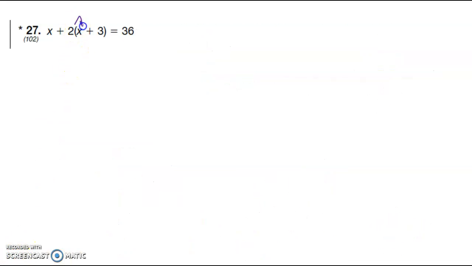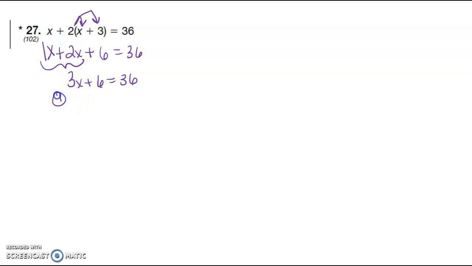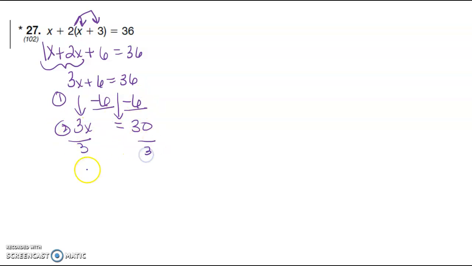Okay, here we're going to have to distribute first. So I have x, and I'm going to put my 1 in front of it. 2x plus 2 times 3 is 6. Let's combine like terms. And then it's a 2-step problem. So we're going to subtract to get rid of the 6. And then we're going to divide to get x by itself.